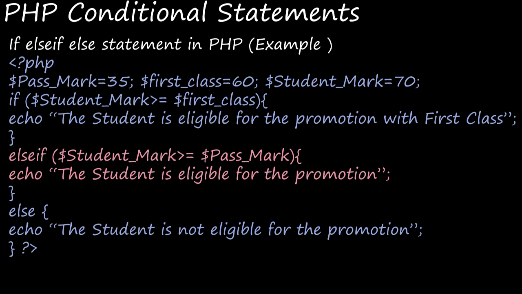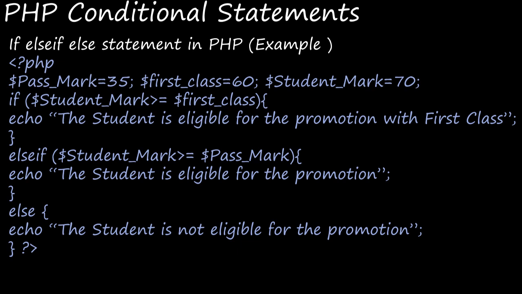That means here they have given one condition as student mark is greater than or equal to first class, meaning the student is promoted with first class, like that they are displaying. And the next condition is if the student has scored pass mark, the student is eligible for promotion. First it will check whether the mark is above the first class marks. If it is, the first set of statements will be executed and then the process will be stopped. If not, then it will go for the second condition.